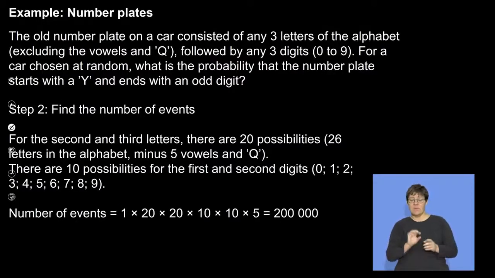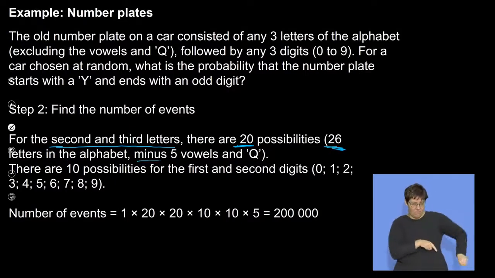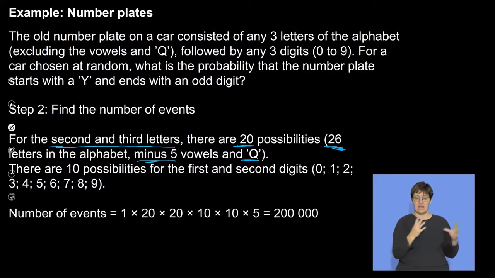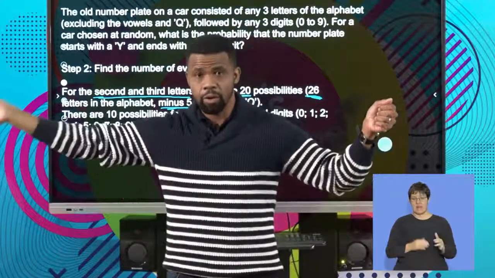So we have to find the number of events. For the second and the third letter, there are 20 possibilities. Remember, we have 26 letters in the alphabet. We have to minus 5 vowels, and we have to minus the Q, so we're only left with 21 letters. Okay? That's where we are with a number plate that starts, remember, with Y and ends with an odd number.